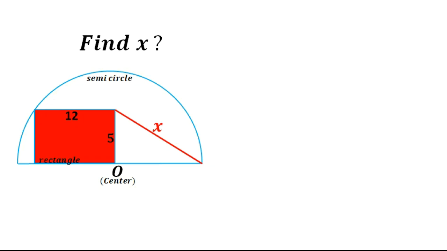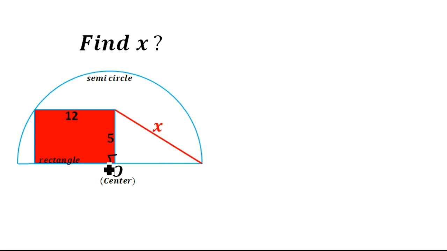You've been told to find x. Now, in this diagram, you've been given a semicircle and a rectangle inside the semicircle with the center at O. When you look at this, it is a rectangle, which means all the angles at the vertices of a rectangle are 90 degrees.